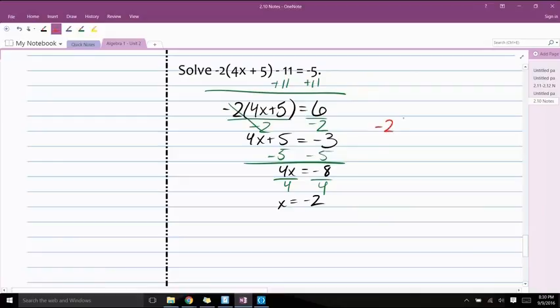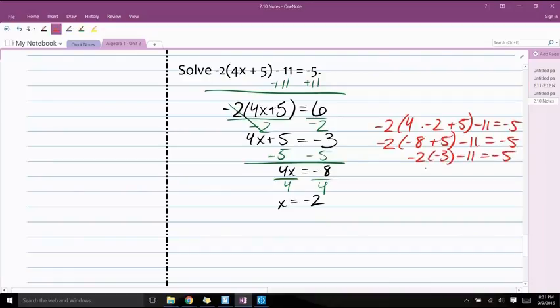And we have negative 2 times the quantity of 4 times negative 2 plus 5 minus 11 equals negative 5. Order of operations tells me to multiply in here first. Then we do negative 8 plus 5 is negative 3. So then we have 6 minus 11 equals negative 5. Yeah, buddy. Nice work, you guys.